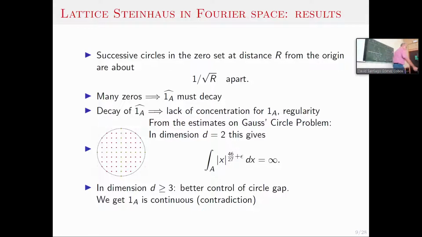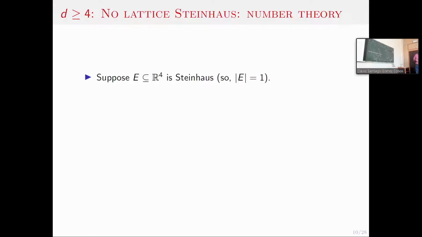Well, let's continue with higher dimension. Why are there no Steinhaus sets in dimension 3 and higher? So let me start with dimension 4. Why do I start with dimension 4? Because every integer is a sum of 4 squares. That's Legendre. And the trick is this. Okay, let me now erase this.